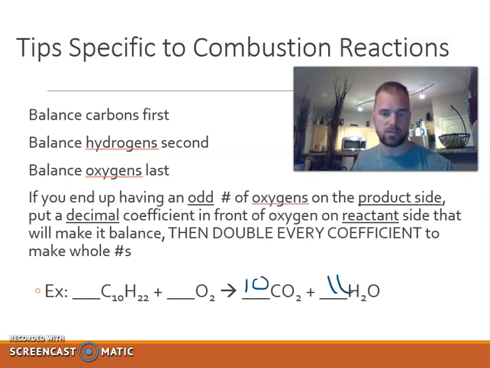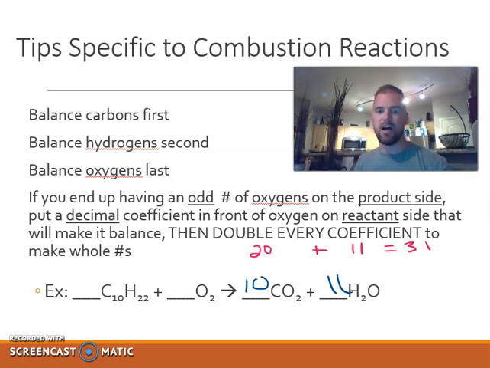Let's take a look at our oxygens now. We only have 2 oxygens on the reactant side. Let's count how many oxygens I have on the product side. Remember, oxygen comes in both carbon dioxide and water, so you've got to keep track of that. So if I take a look at the oxygens here, 10 times 2, there are 20 oxygens. And then there's 11 times 1, there's 11 oxygens here. So add those together, there are 31 oxygens on the product side.